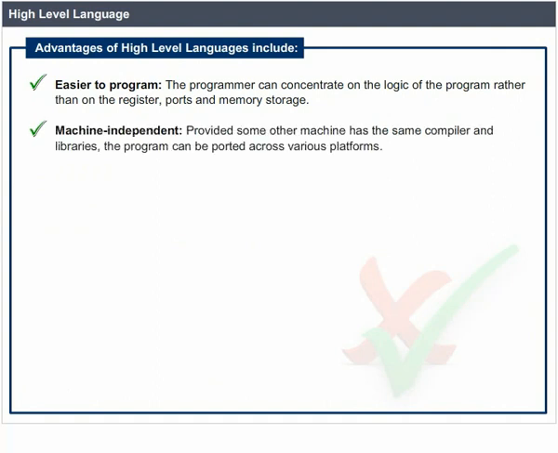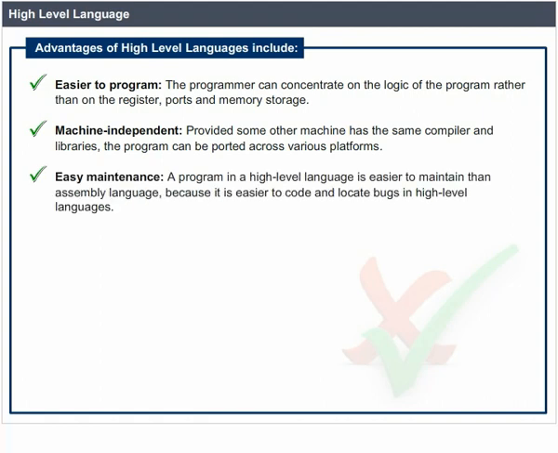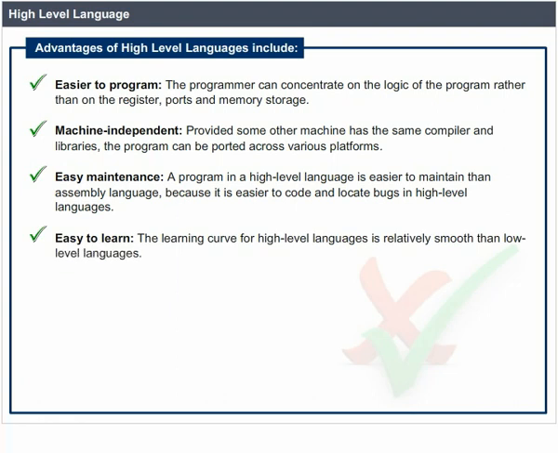Machine independent. Provided some other machine has the same compiler and libraries, the program can be ported across various platforms. Easy maintenance. A program in a high-level language is easier to maintain than assembly language because it is easier to code and locate bugs in high-level languages. Easy to learn. The learning curve for high-level languages is relatively smoother than low-level languages. Other than this, high-level languages are more flexible and can be easily documented.